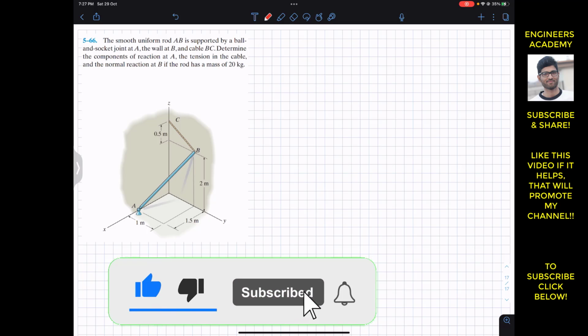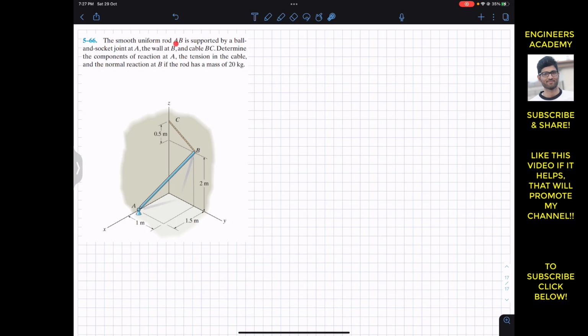Now let's solve this problem which says that the smooth uniform rod AB is supported by a ball and socket joint at A, the wall at B and the cable BC. Determine the components of reaction at A, the tension in the cable and the normal reaction at B if the rod has a mass of 20 kg.